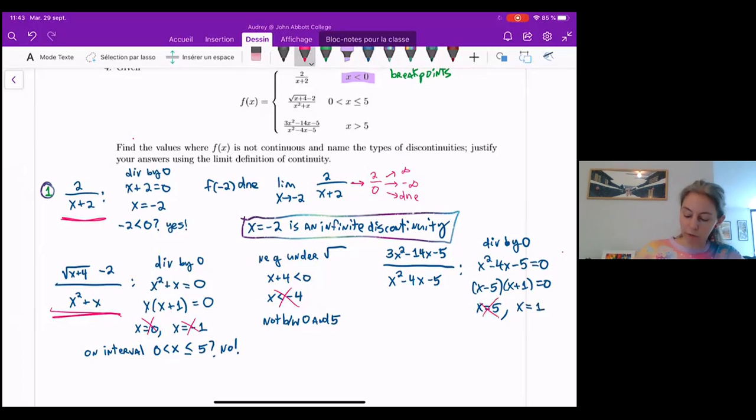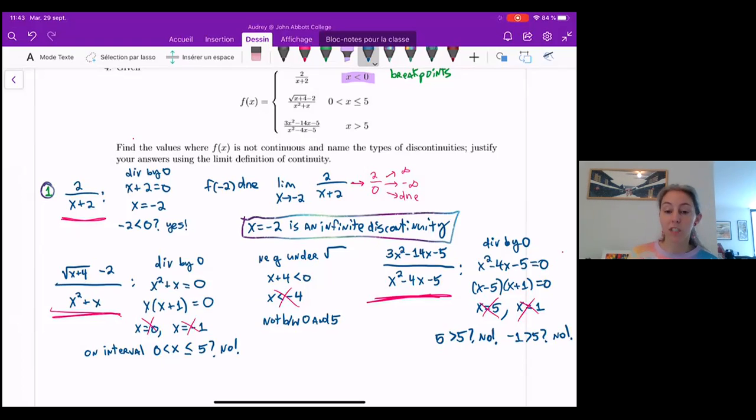Again, neither of those is greater than 5. This is not x greater than or equal to 5, it is just x greater than 5. So that 5 doesn't count and that negative 1 doesn't count. 5 greater than 5? No. Negative 1 greater than 5? No. They're not on the interval. We don't care about them. Okay, so that means in step 1, the only value that wasn't in the domain that we got was x is equal to negative 2, which is an infinite discontinuity.